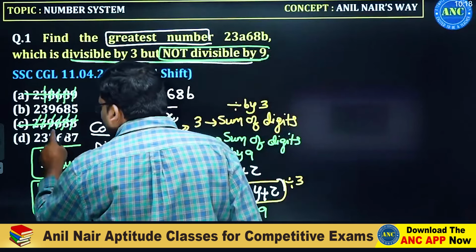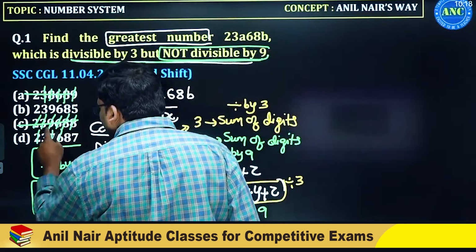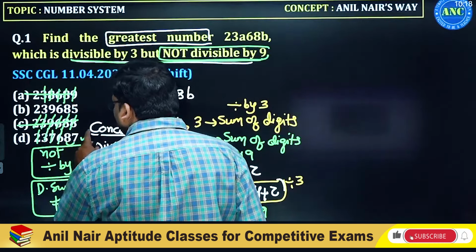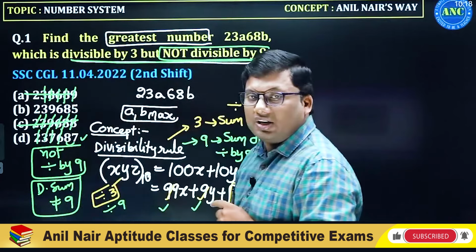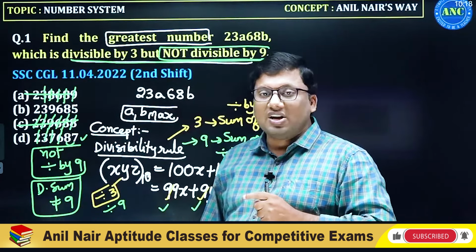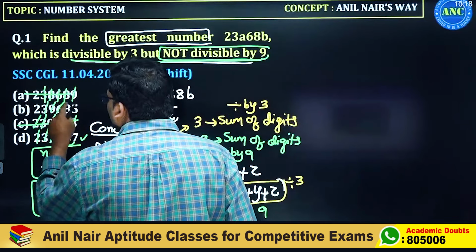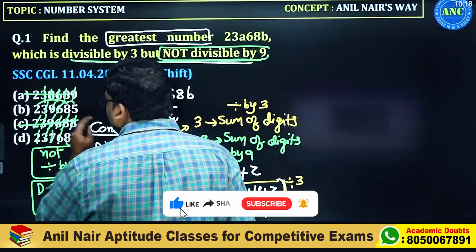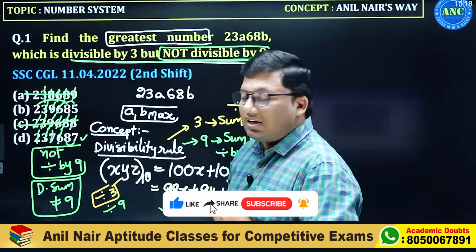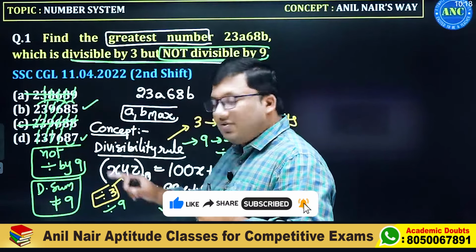Here, if you observe, 7 plus 2, 9. 6 plus 3, 9. 8 plus 7, 15. 15 is divisible by 3. 1 plus 5 is 6, and 6 is divisible by 3. 6 plus 3, 9. 9 over. 8 plus 5, 13, 13 plus 2, 15, right? That means option B is divisible by 3.